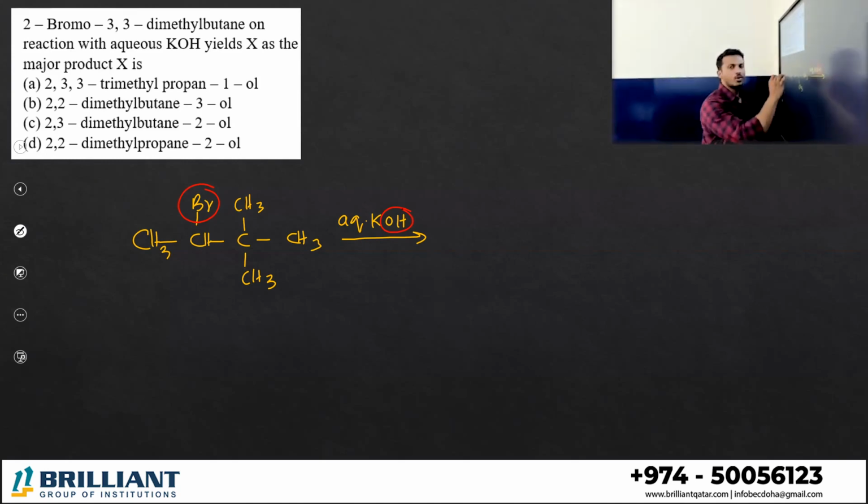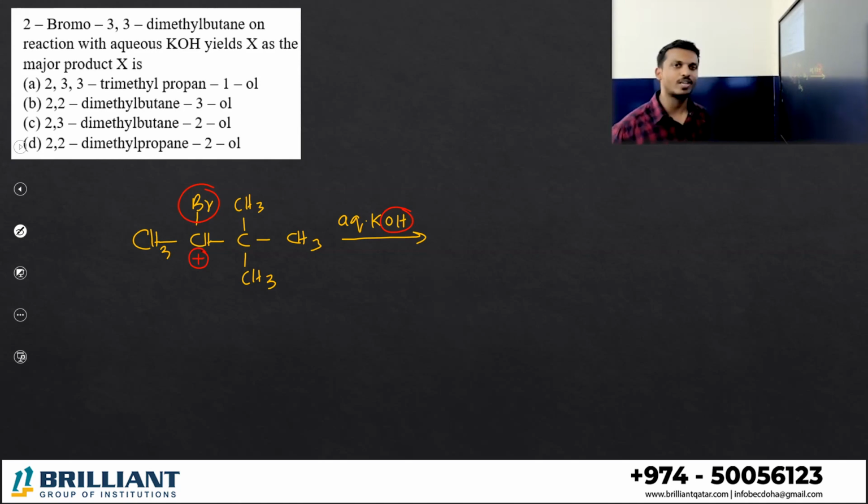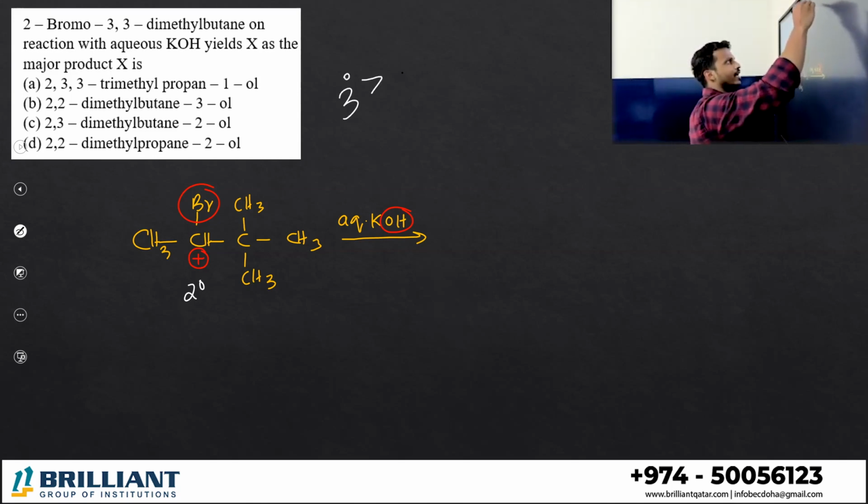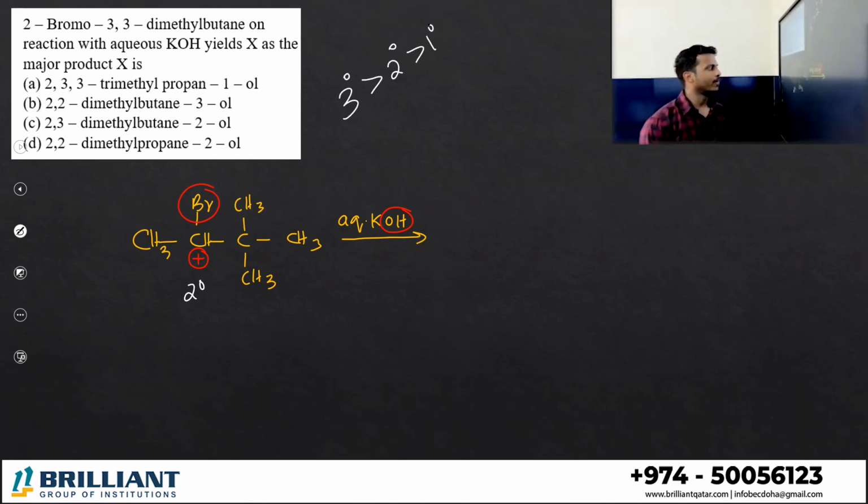Why? First you remove bromine. After removing bromine, what carbocation are you getting? Which carbocation is this? Primary, secondary or tertiary? Secondary. Why? Because the carbocation is directly connected to 2 carbons. Correct? This is a secondary carbocation. Fine. Now, you know the stability of carbocations: tertiary greater than secondary greater than primary. At present we have secondary. Please check whether there is a chance to make it tertiary or not. Yes, there is a chance.